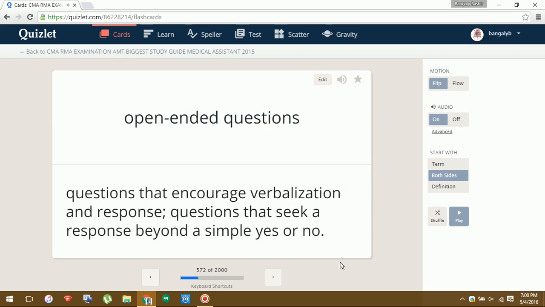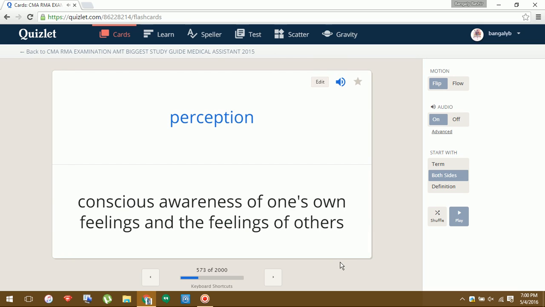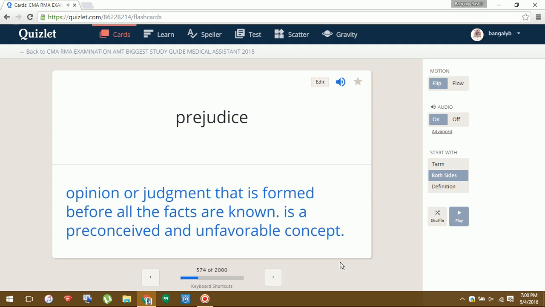Open-ended questions. Questions that encourage verbalization and response. Questions that seek a response beyond a simple yes or no. Perception. Conscious awareness of one's own feelings and the feelings of others. Prejudice. Opinion or judgment that is formed before all the facts are known, a preconceived and unfavorable concept.